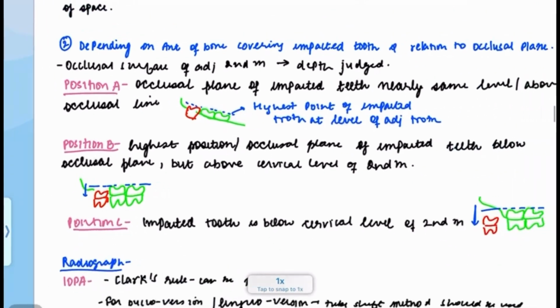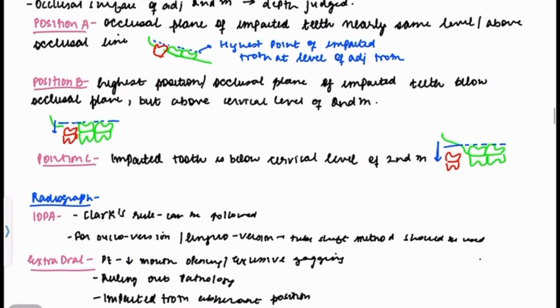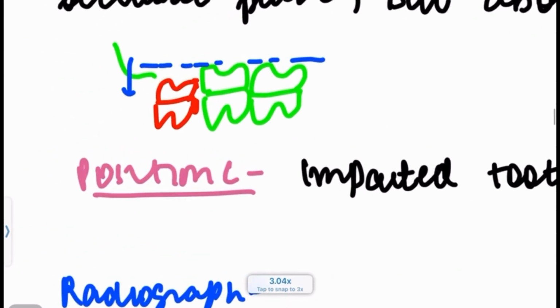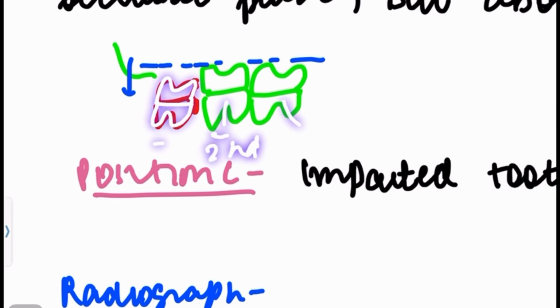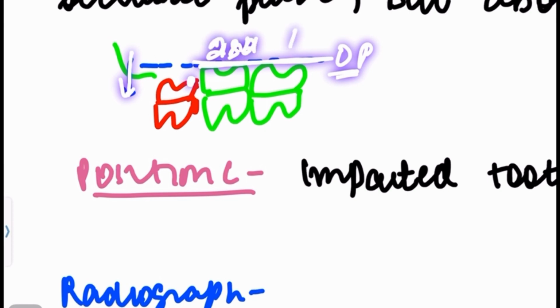So this is the occlusal plane and this is at the level. So what is position A? This highest point of the impacted tooth is at the level of the adjacent tooth. What is position B? In this, let's see the diagram first. In red I've shown the impacted tooth. This is the second molar. This is the first molar. So this impacted tooth, this is the highest point, for example. So this is at a level which is below the occlusal plane. This is the occlusal plane of the second molar and the first molar.